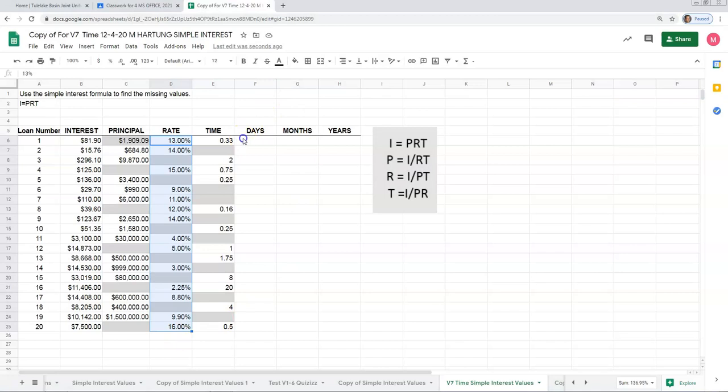The first step here for video 7, go ahead and create these three new headings: days, months, and years. And then go ahead and put a bottom border underneath it. What we will do is calculate time in terms of days, months, and years. I'll do the first few as an example.